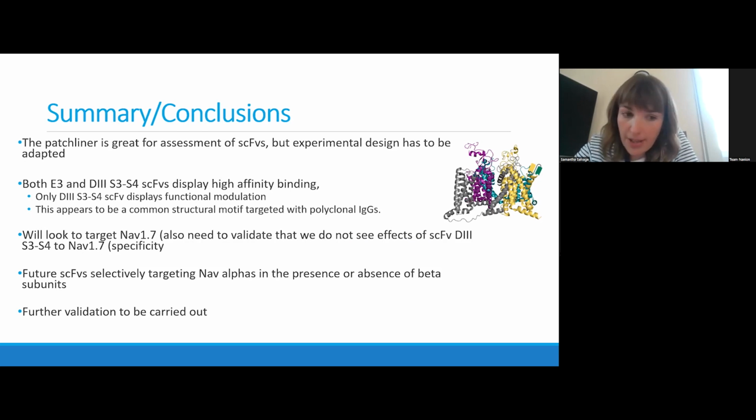But it's also important to point out that although this is looking incredibly promising, we do still have some further validation to be carried out. And we are aware of at least one report in the literature where antibody targeting NaV 1.7 was shown to have an inhibitory effect. And then another group tried to replicate the work and were not able to do so. So we want to be confident on this before going any further.